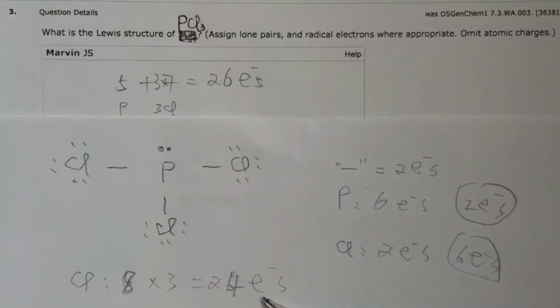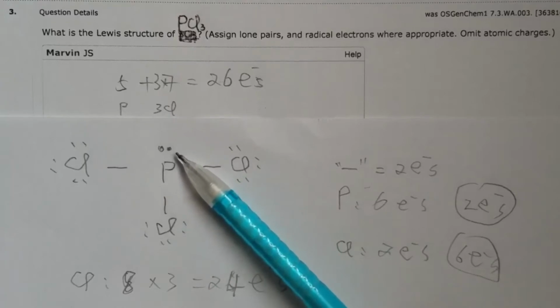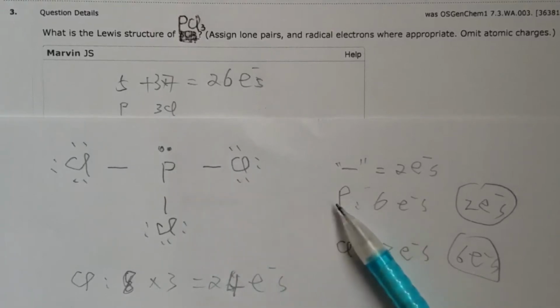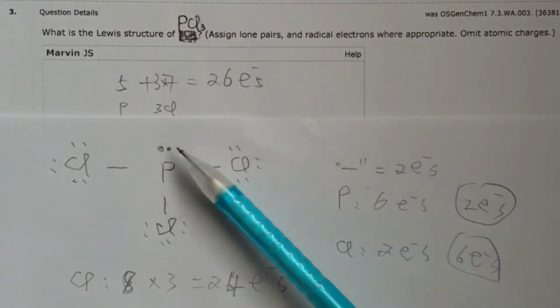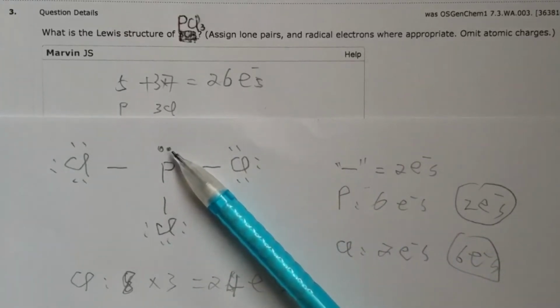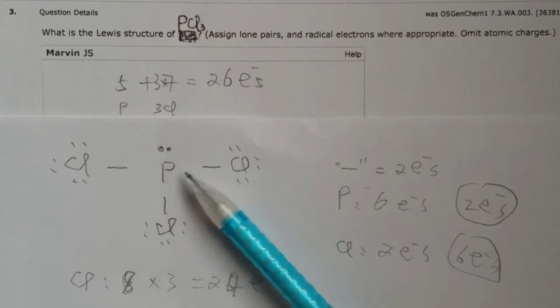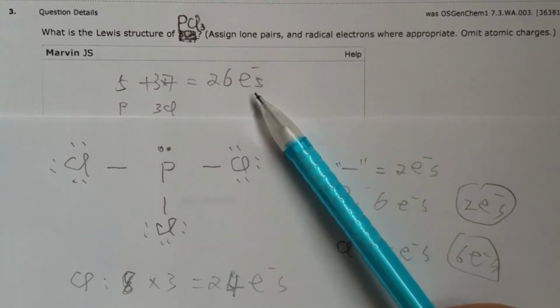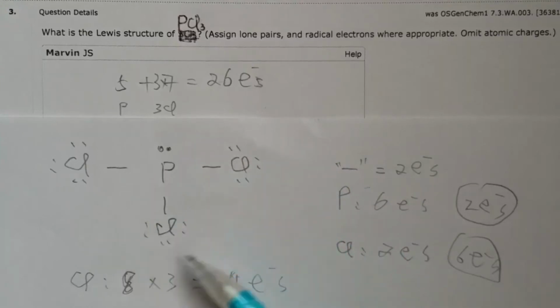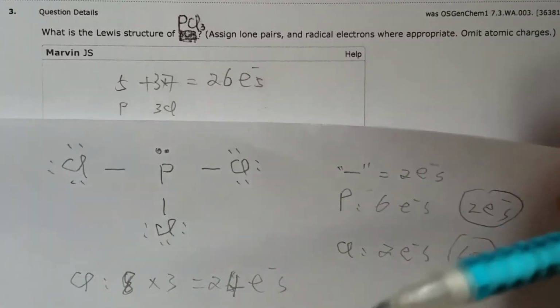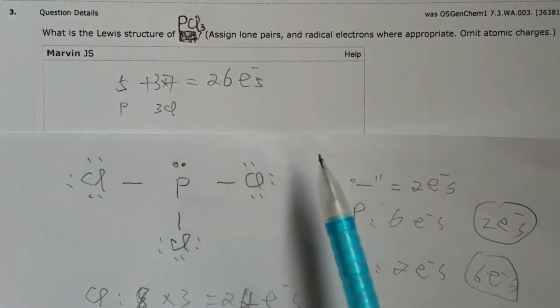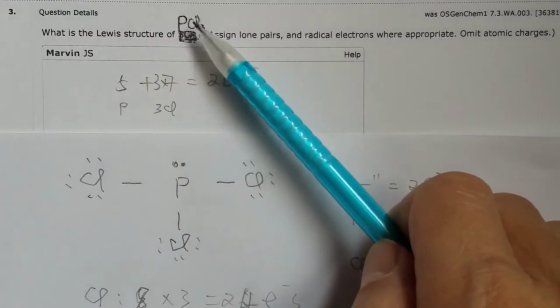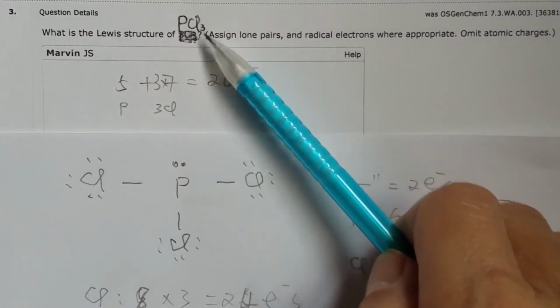26 minus 24, still 2 more electrons uncounted. Where are the 2? Right here. And now you see phosphorus has 6 bonding electrons and a lone pair, which means 2 non-bonding electrons. So therefore, all of the 26 valence electrons have been correctly assigned. So then this has to be the correct Lewis structure for phosphorus trichloride.